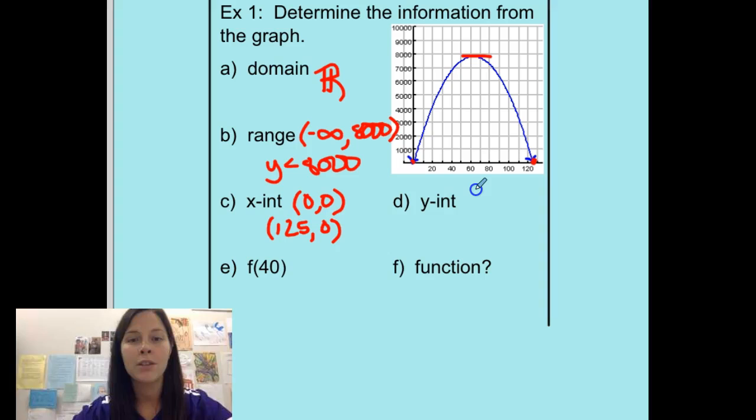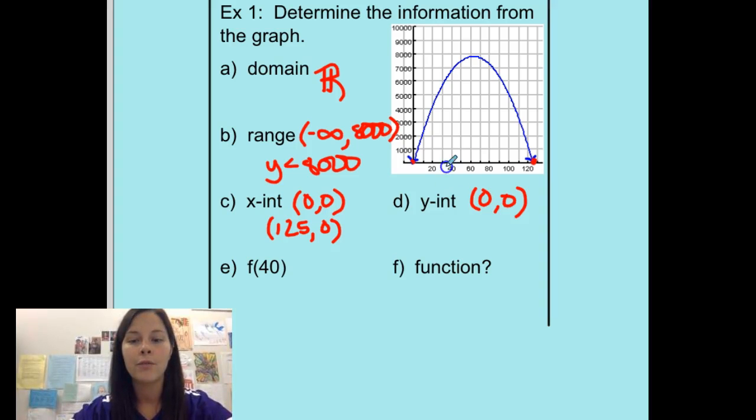Our y-intercept occurs where the graph crosses the y-axis. That's our vertical one. We had an x-intercept at 0, 0. That is also our y-intercept. If your graph has more than one y-intercept, it automatically fails the vertical line test, and it would not be a function. Next, we're going to take a look at what the value of the function is for an input or an x value of 40.